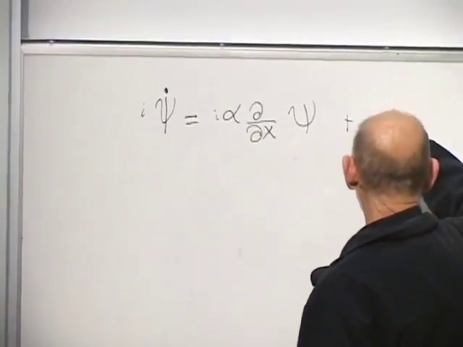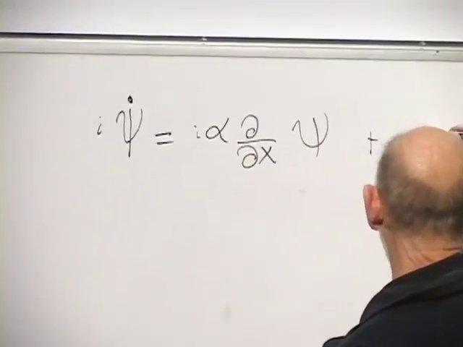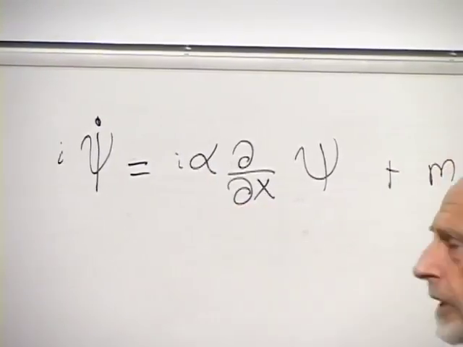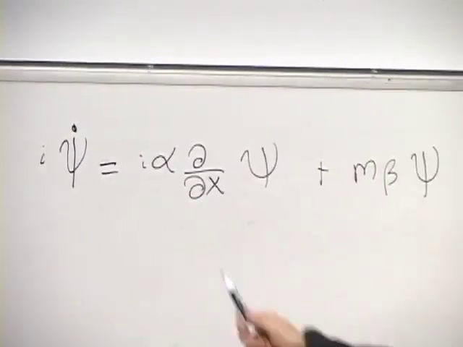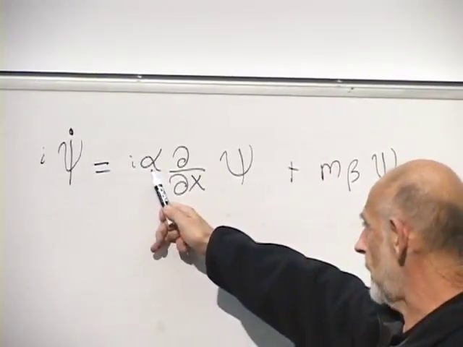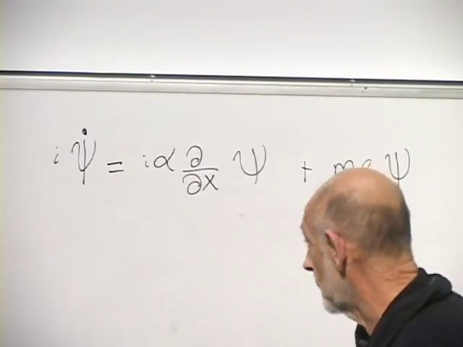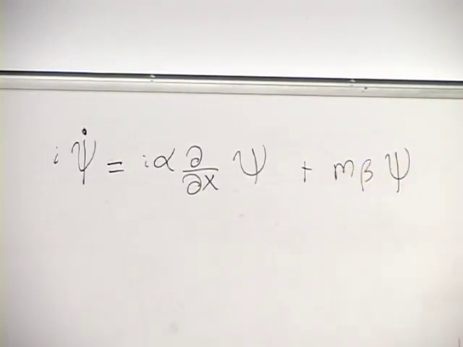Plus m beta psi. Beta was a matrix. Alpha was a collection of three matrices. This really means alpha 1 d by dx1 plus alpha 2 d by dx2 and so forth. That was the Dirac equation.